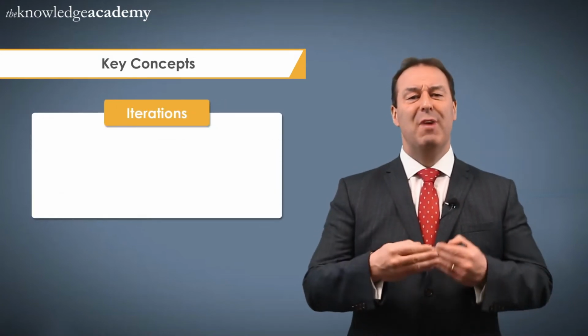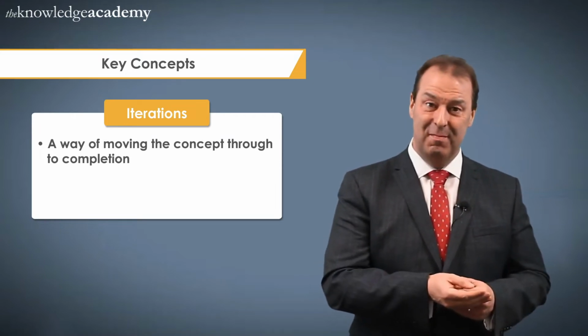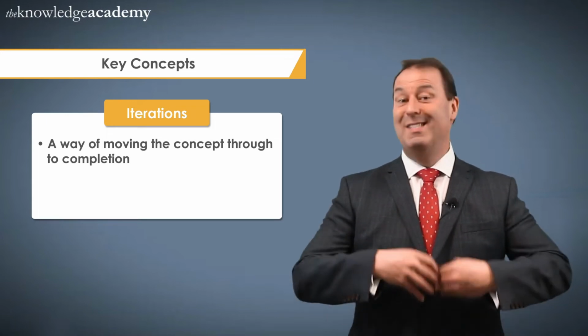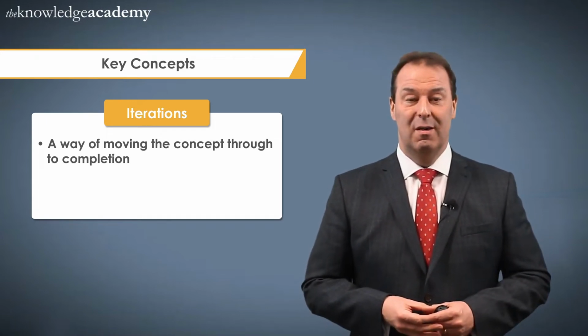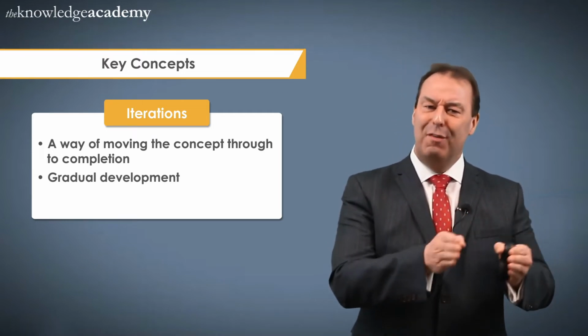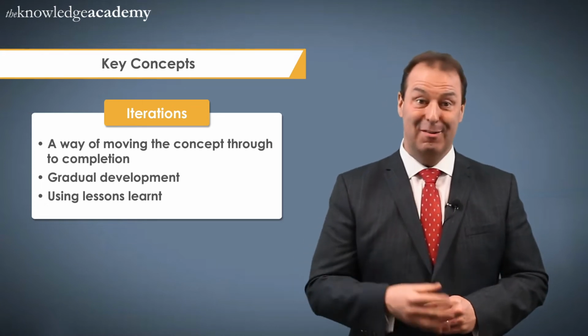So looking into some of these Agile key concepts in more detail. As I've already mentioned, we need to develop in cycles, and these are iterations. And an iteration is a way of moving the concept through to completion. So just think it through. Rather than trying to design it all up front and to deliver it all up front, wouldn't it be better to develop it gradually, learning as you go through each cycle and applying what you're learning to the next cycle that you take it through?